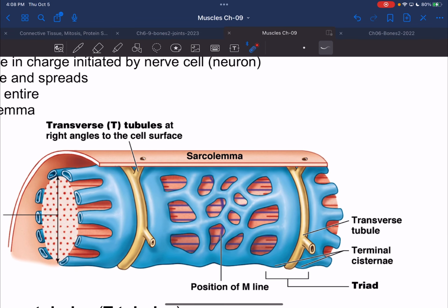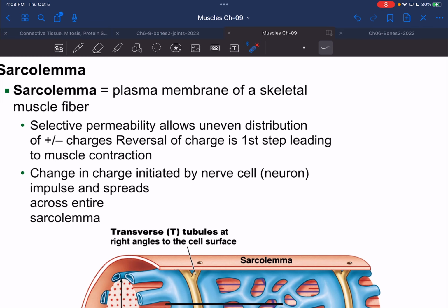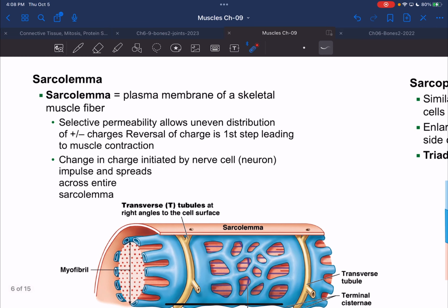Surrounding the thick and thin filaments is going to be the sarcolemma. And the sarcolemma, thank goodness we know what it is. All these myofibrils are surrounded by a plasma membrane, a sarcolemma. And thank goodness we already know what that is. That's all I need you to know right now.